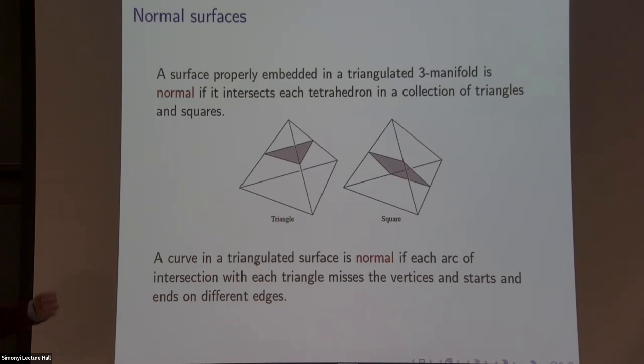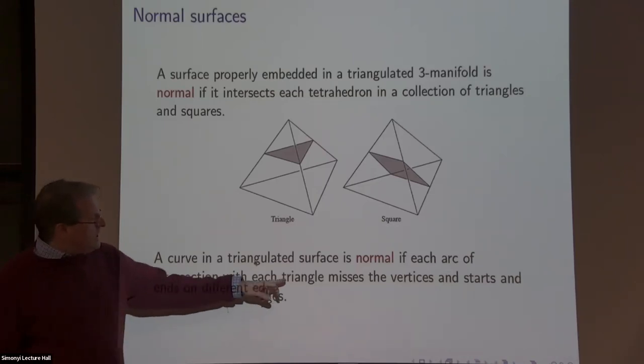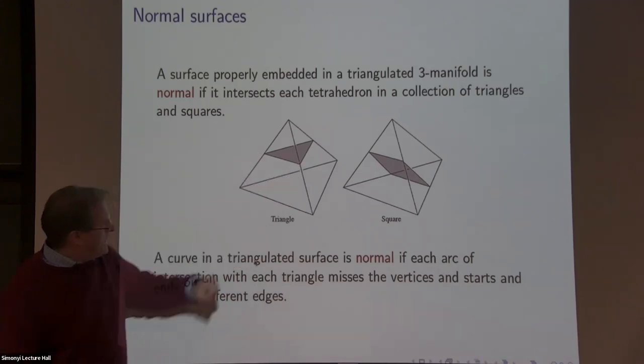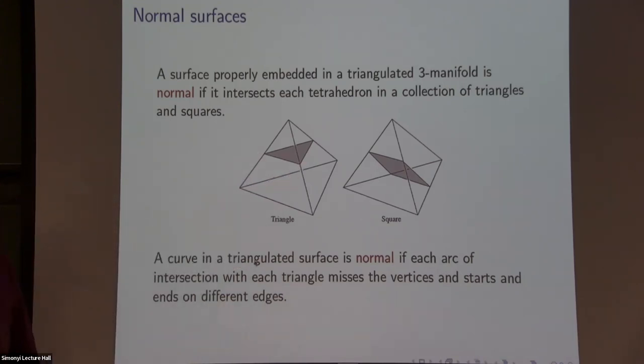The boundary of a normal surface is a normal curve. When you have a triangulation of a manifold, it gives you a triangulation of the boundary, and the boundary curve of such a surface is normal in that triangulation. What that means is that its intersection with each triangle in the boundary misses the vertices, and starts and ends on different edges. So that'll also play a role in the proof.